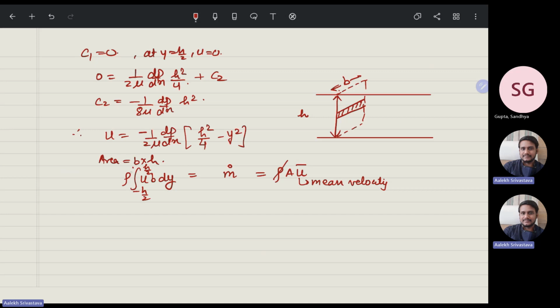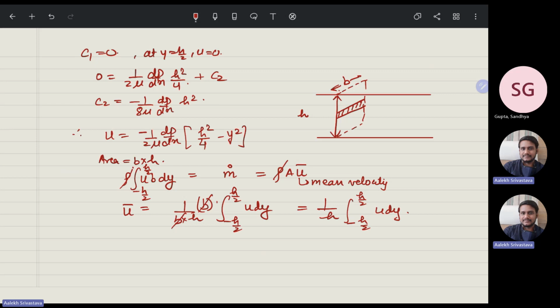So if I just take this term out, u bar is equal to 1 by a. Area is b into h, so 1 by b into h, and again b is constant, so it will come out of the integration, minus h by 2 to plus h by 2 u into dy. So this term will go away. It is 1 by h, minus h by 2 to h by 2 u into dy. So this is the mean velocity.